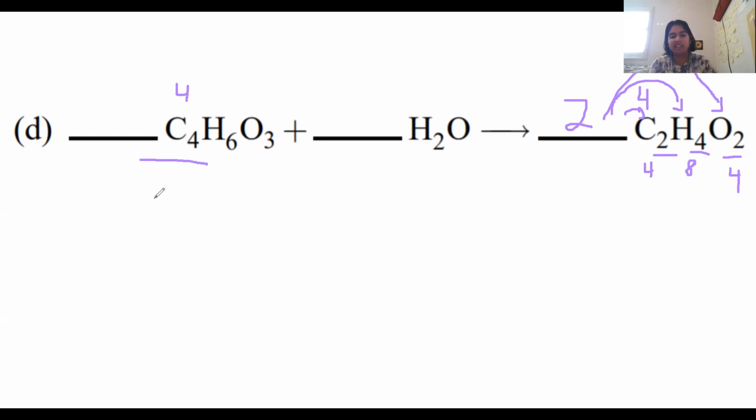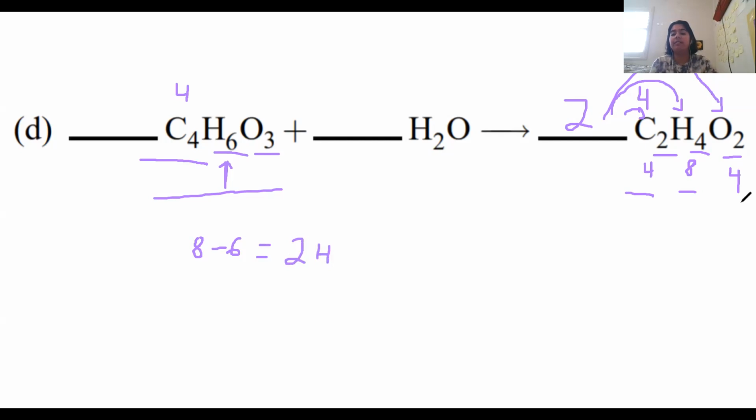So let's take a look at this guy right here, this big guy. So we have our 4 carbons, which is perfect, which equals our products. But we have 6 hydrogens and 3 oxygens, right? And that doesn't really equal. So if we take the 8 hydrogens on this side, minus the 6 hydrogens that we have right here, what does that give us? That leaves us with 2 hydrogens left over, right?